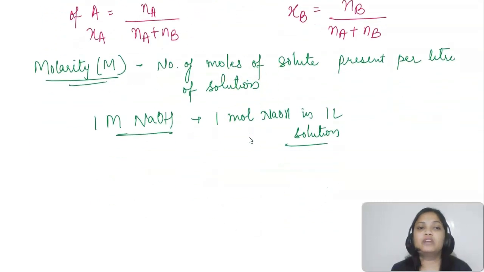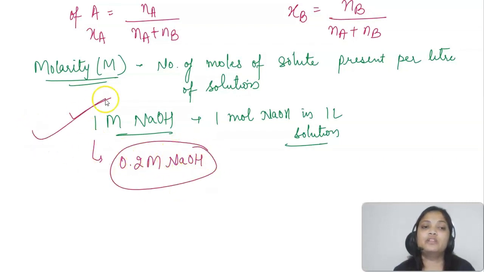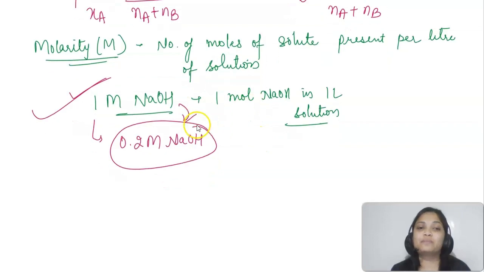Now you know where these things are used, when you are preparing your solutions for lab. Let's say this standard solution is there, 1 molar NaOH. Now in your experiment, you don't require 1 molar NaOH, you require 0.2 molar NaOH. So you have to use this 1 molar NaOH to prepare 0.2 molar NaOH. Yes, this can happen. We can prepare this.